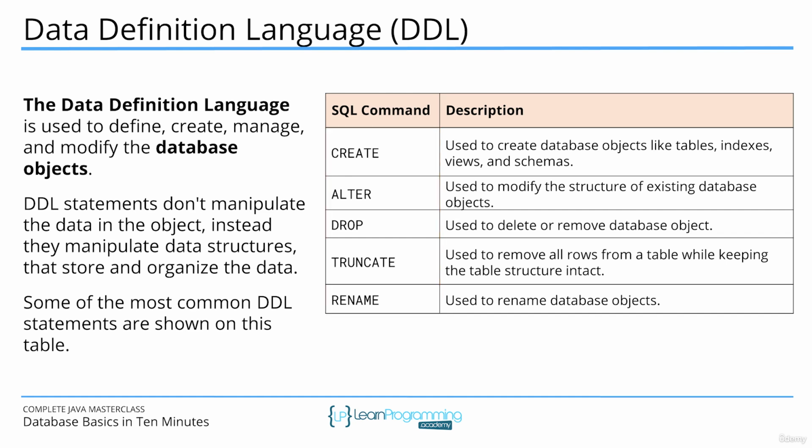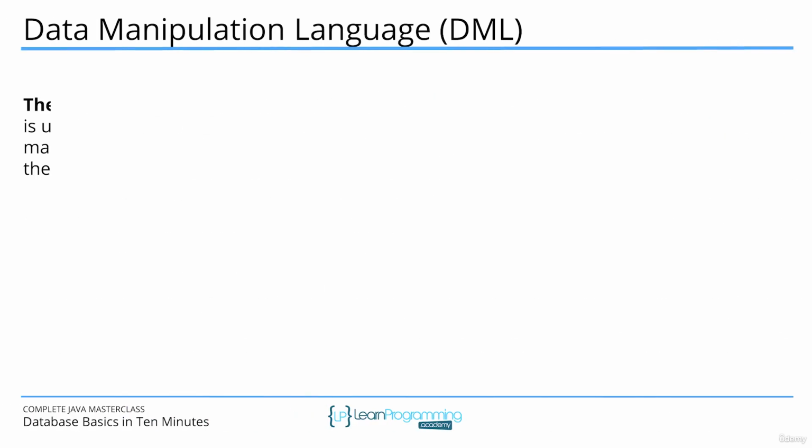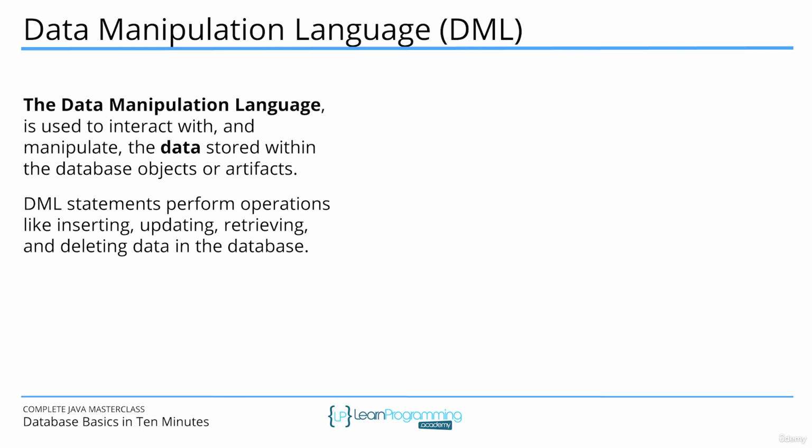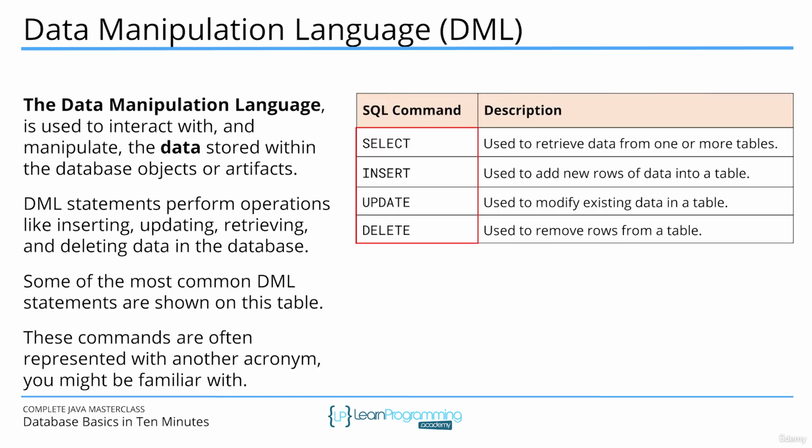It's very common for database objects to be managed by a DBA or database administrator. I'll be covering a couple of simple DDL statements in some of the examples ahead, but for the most part, we'll be focusing on DML. The Data Manipulation Language or DML is used to interact with and manipulate the data stored within the database objects or artifacts. DML statements perform operations like inserting, updating, retrieving, and deleting data in the database. Some of the most common DML statements are shown on this table. These commands are often represented with another acronym you might be familiar with.